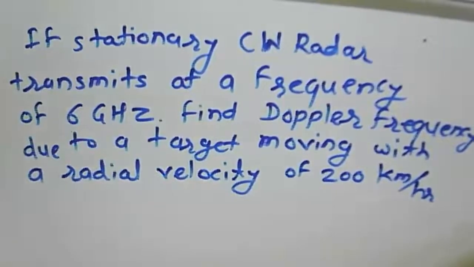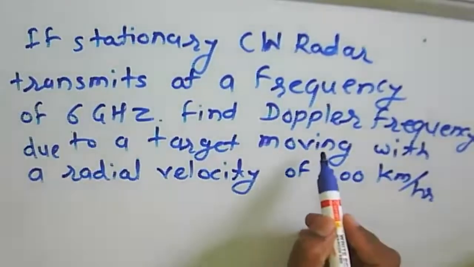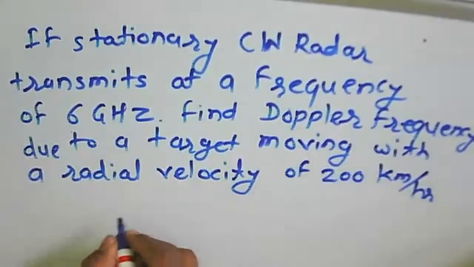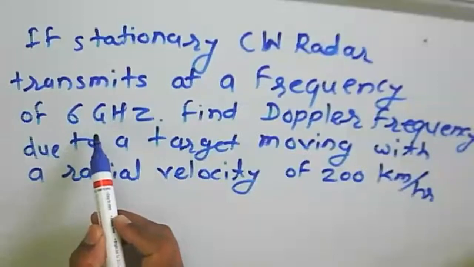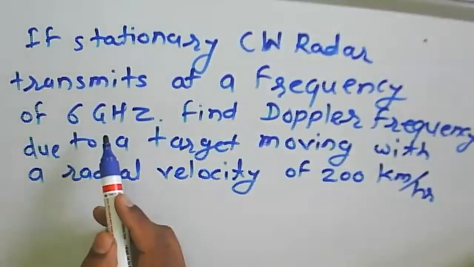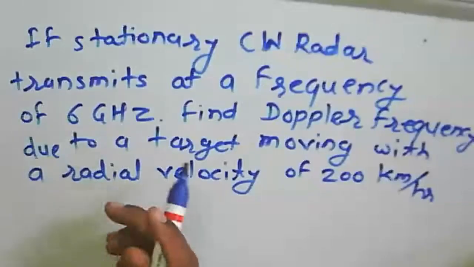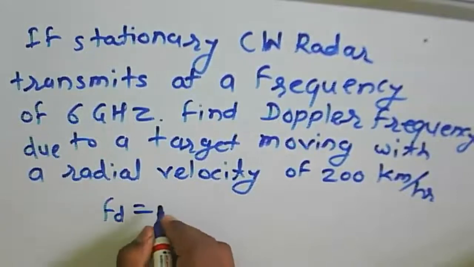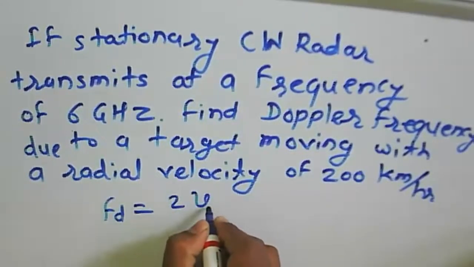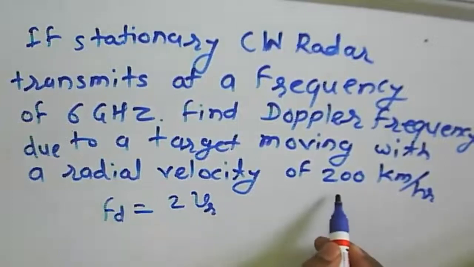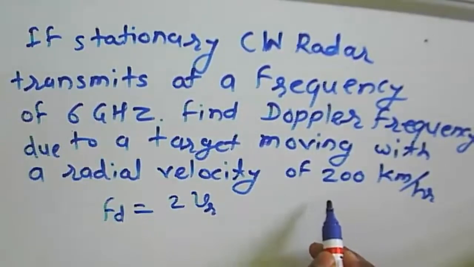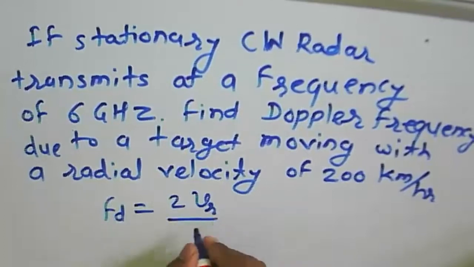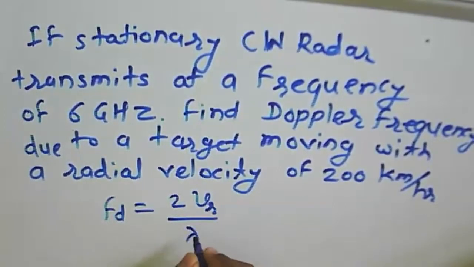Now the radial velocity is given. Our aim is to find out the Doppler frequency. The transmitting frequency is given, that is 6 gigahertz. So what will be the Doppler frequency? The Doppler frequency depends on the radial velocity VR, which is given as 200 kilometers per hour here, and what will be the transmitted frequency?